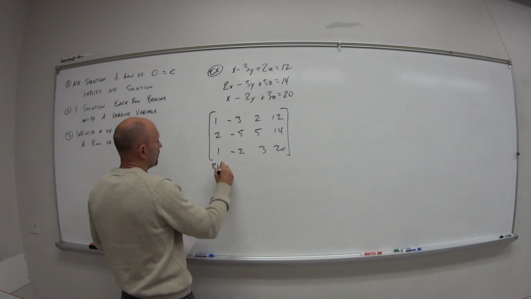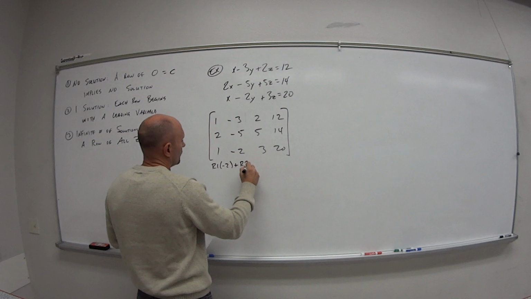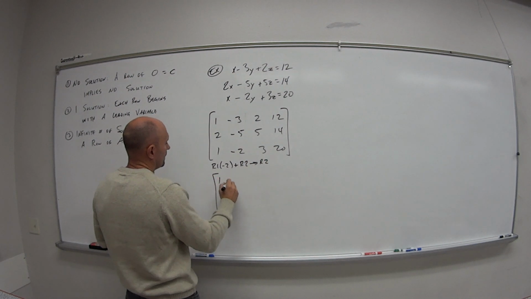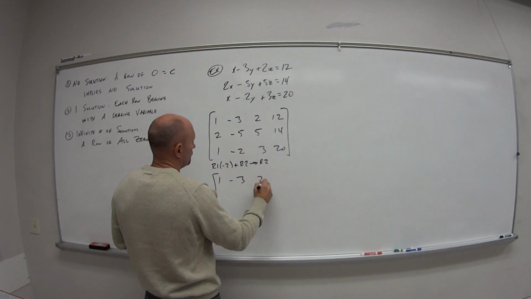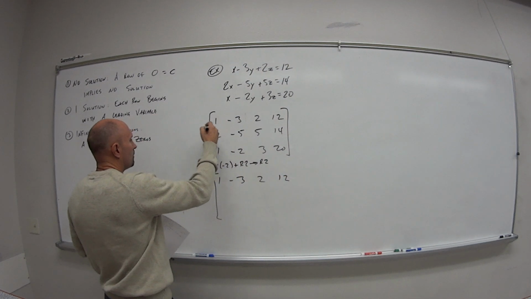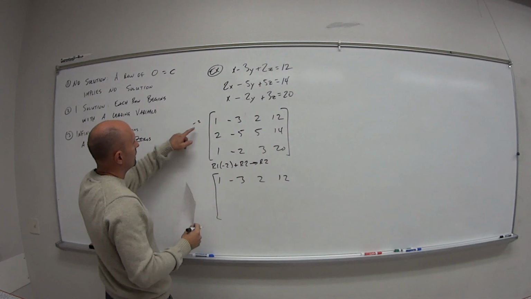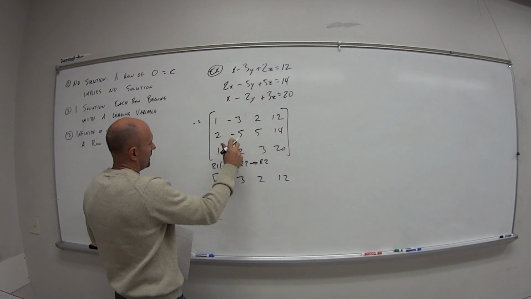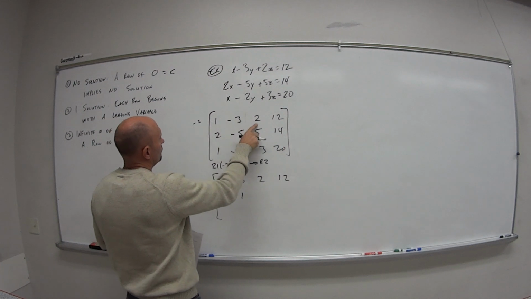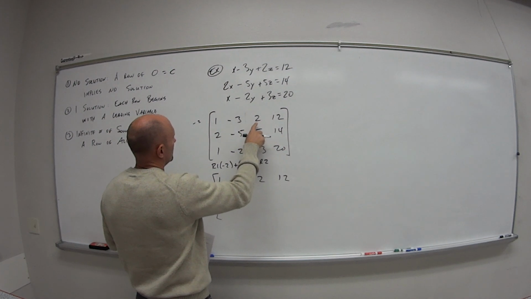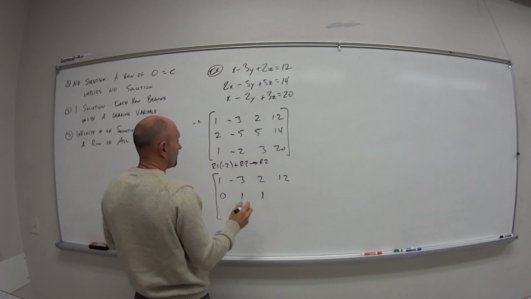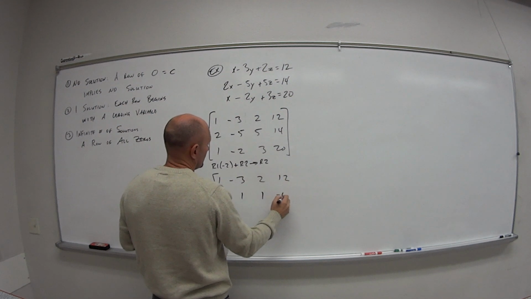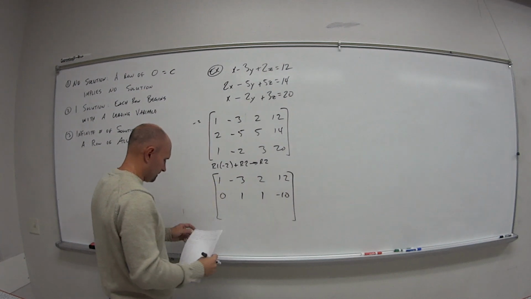So I'm going to do row 1 times -2 plus row 2 gives me a new row 2. So if I rewrite row 1, I get 1, -3, 2, 12. Now multiply this by -2. -2 plus 2 is 0. 6 minus 5 is 1. 2 times -2, -4 plus 5 is 1. And -24 plus 14 is -10.